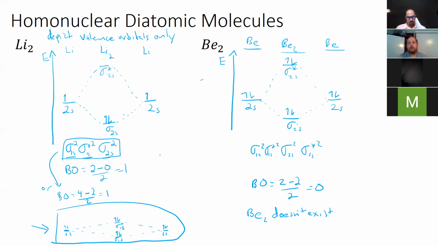And so we fill the bonding one first, then the anti-bonding? Always fill the lowest energy first, and then go to the higher energy as you go along. If you have orbitals that are the same energy, you go 1, 2, then you pair them up, 3 and 4, just like we did back in chapter 7 for atoms, only now we're going to put it together for the molecular orbitals. Okay, so the beryllium 2 molecule has not been seen. It's not been observed.